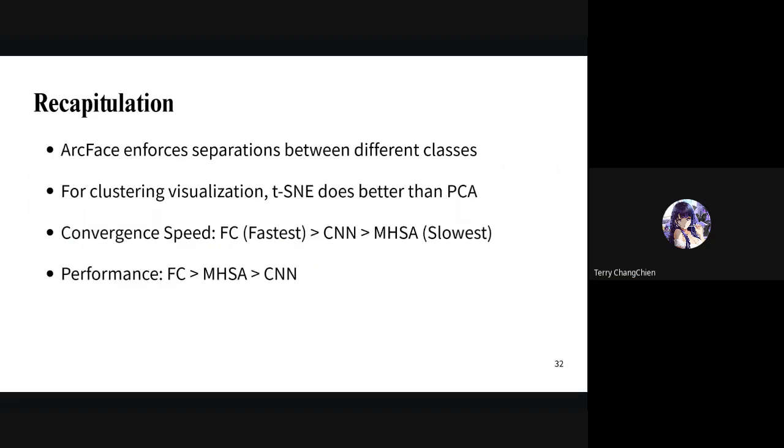Also, let me simply recap. We use import separation between different classes. And when visualized, t-SNE is better to see. And overall, on the task, the fully connected always does better than the others like CNN and multi-head attention. Okay.